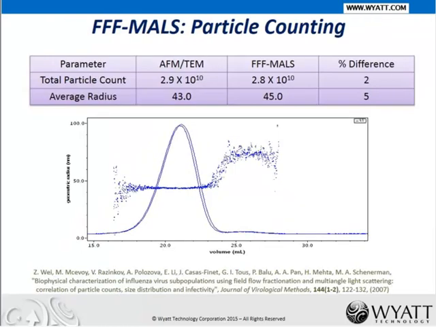Adding a MALS detector to FFF not only allows us to measure the size and size distribution, it can also count the particles. In this paper published by the scientists at MedImmune, they used both FFF-MALS and AFM-TM to count the particles of the adenovirus. And they find the results are in great agreement. 2.8 times 10 to the 10th from FFF-MALS versus 2.9 times 10 to the 10th. So validating FFF-MALS for particle counting application.